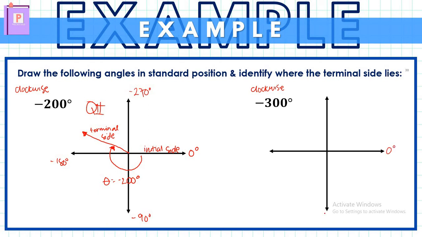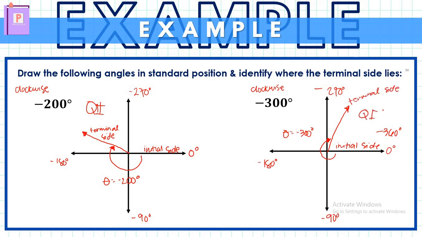So let us again label the rectangular coordinate system. Then the initial side will still be plotted here on the positive x-axis. Negative 300 degrees should lie in between negative 270 and negative 360 degrees. So somewhere here, just an estimate again. Then draw an arrowhead from the initial side, showcasing that we are rotating clockwise until the terminal side of the angle we estimated as negative 300 degrees. And notice that the terminal side will now lie on the first quadrant. And that is how you draw positive and negative angles.